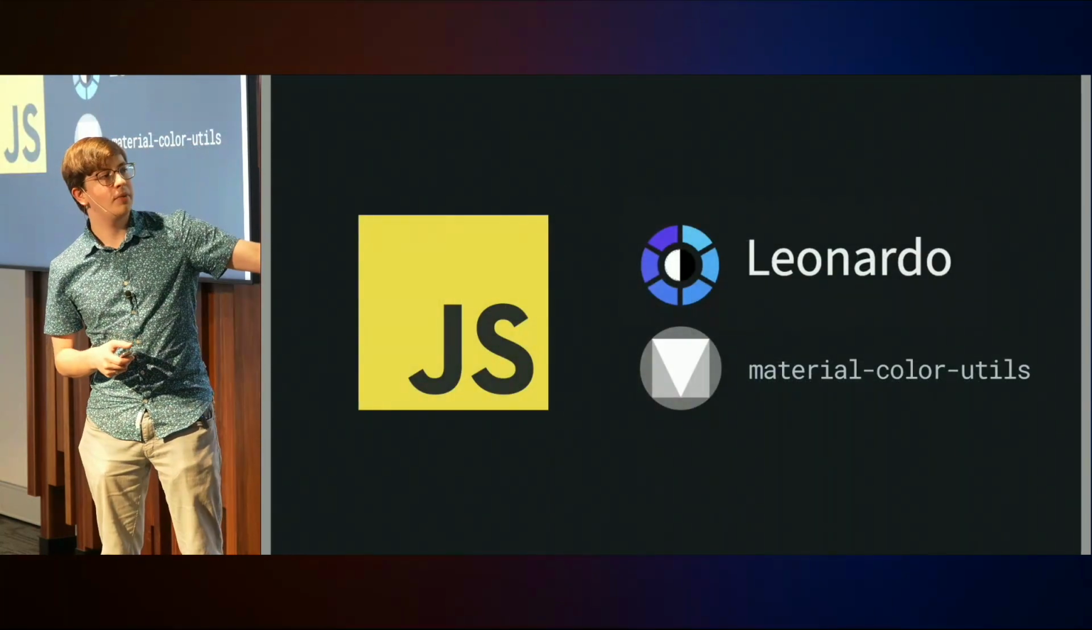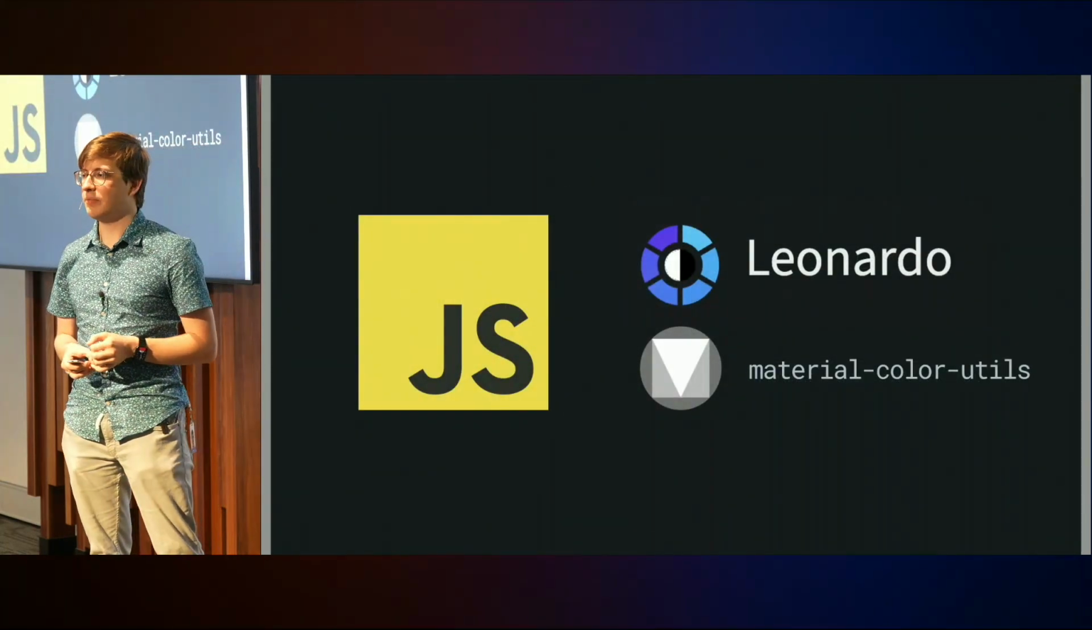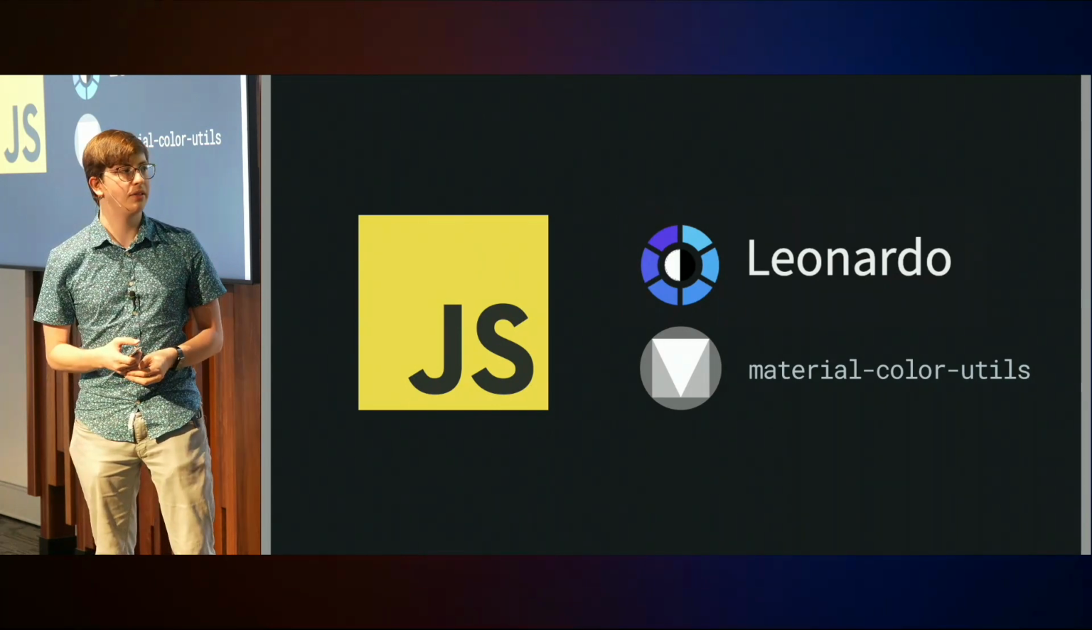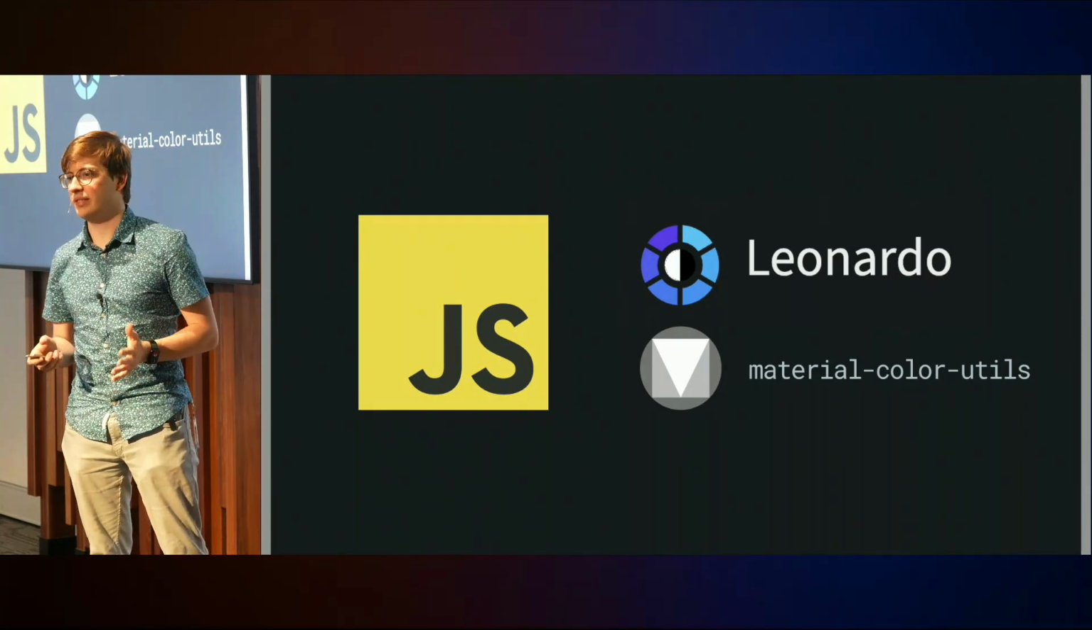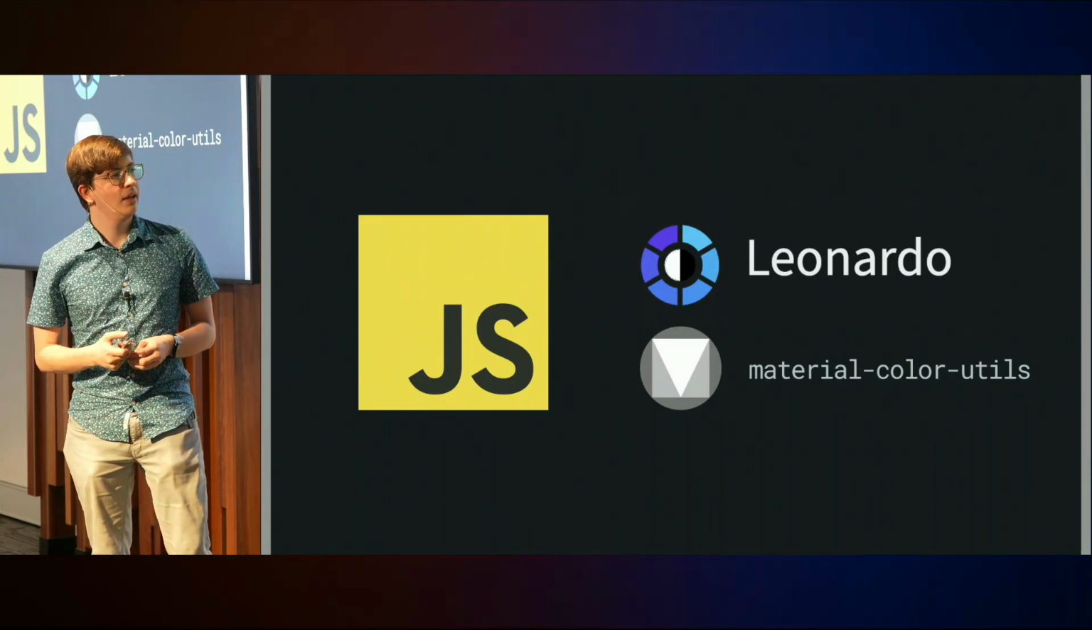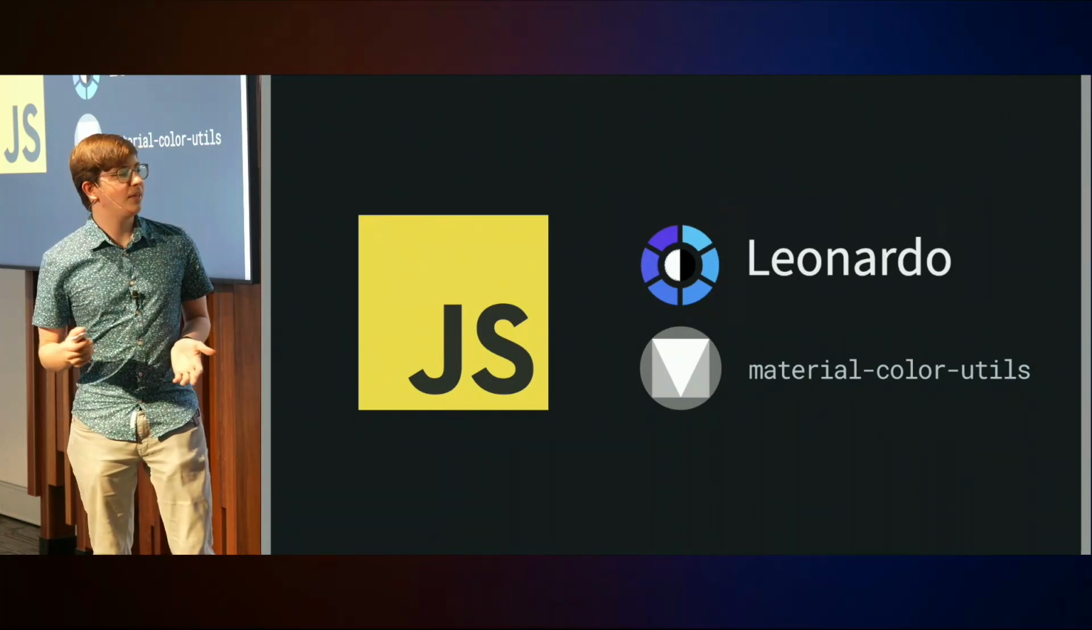And we ended up shipping it using Material Color Utils, which is a library that Google shipped as part of the Material Color system, which also allowed us to do the same thing, but it was a little bit more performant, and we were using it on the JavaScript side. So JavaScript, lots of JavaScript talk here.